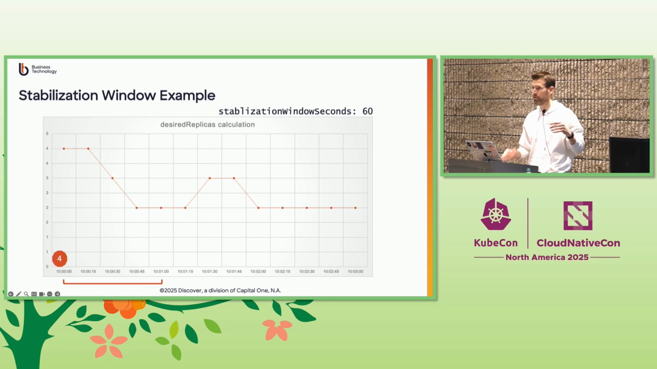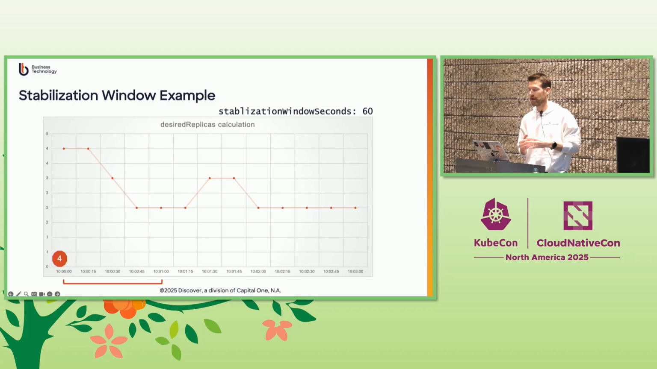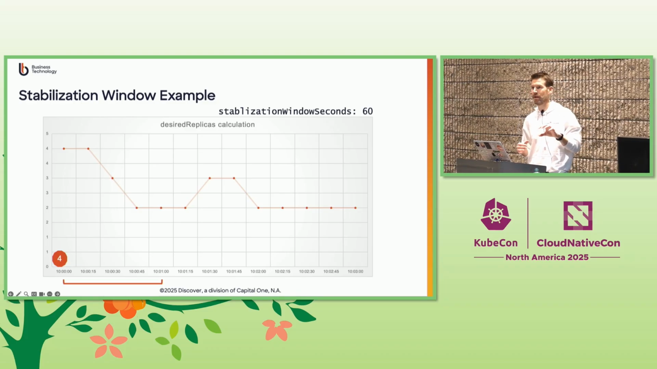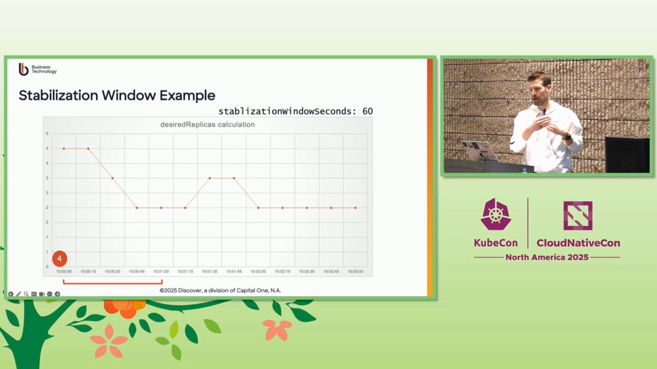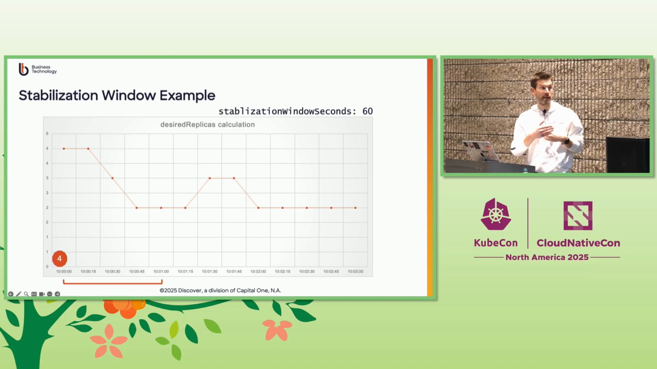I want to quickly walk through a visual example of the stabilization window in action. So let's say that for this example, I have my scale down stabilization window set to 60 seconds. Now I'm starting at 10 o'clock, which, if you see at the bottom, I don't know if you can read it or not, but let's say at 10 o'clock it was 4, and the current time is 10:01. So each one of these is a 15-second increment.